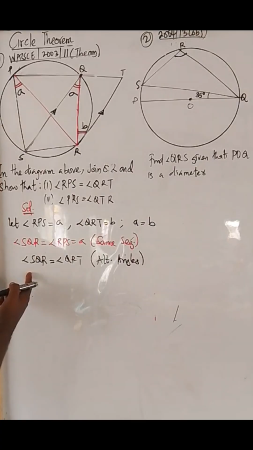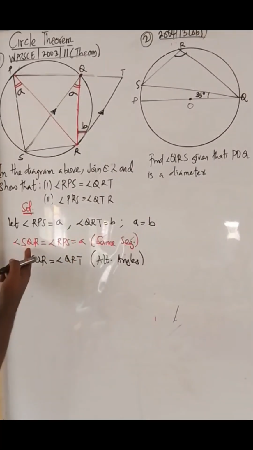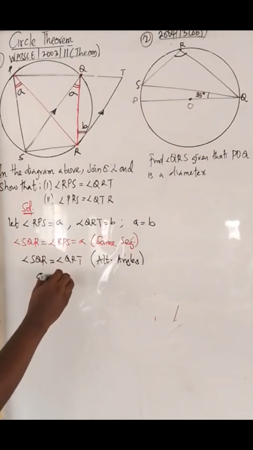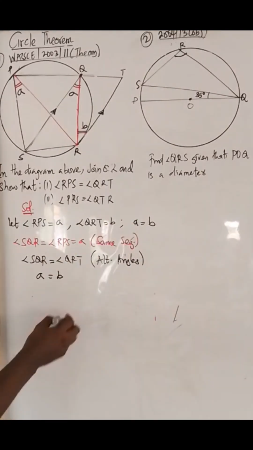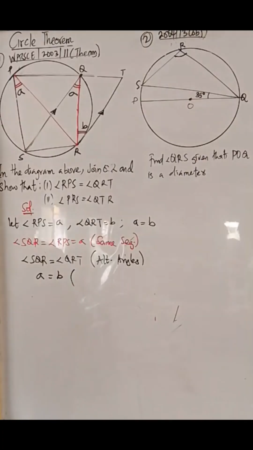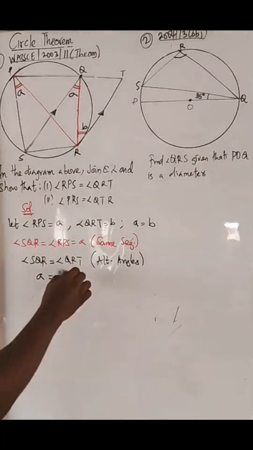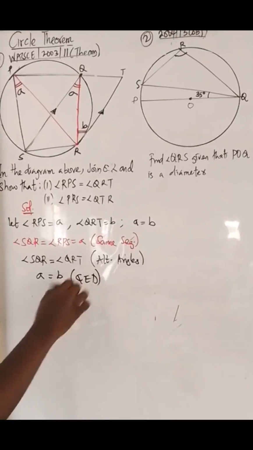So what's SQR? SQR is A. What's QRT? QRT is B. A equals B. We've shown it already. Quite easily done. Quod erat demonstrandum.